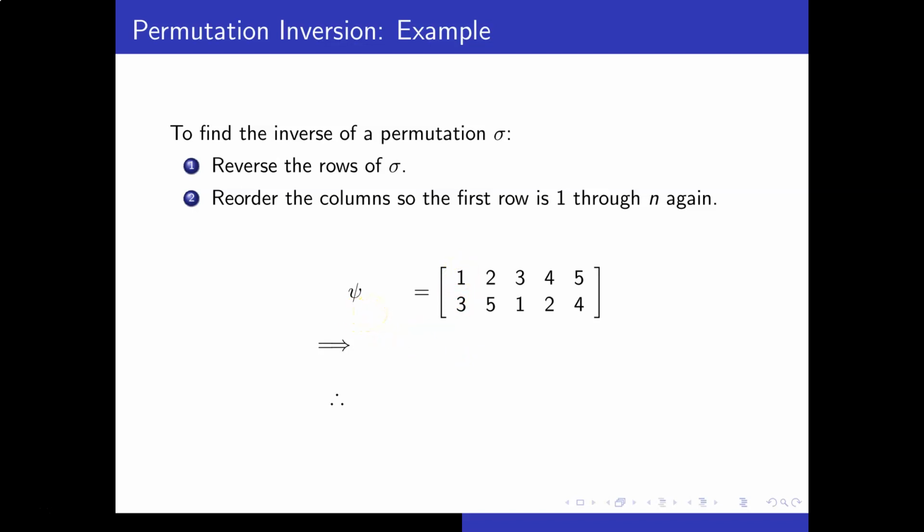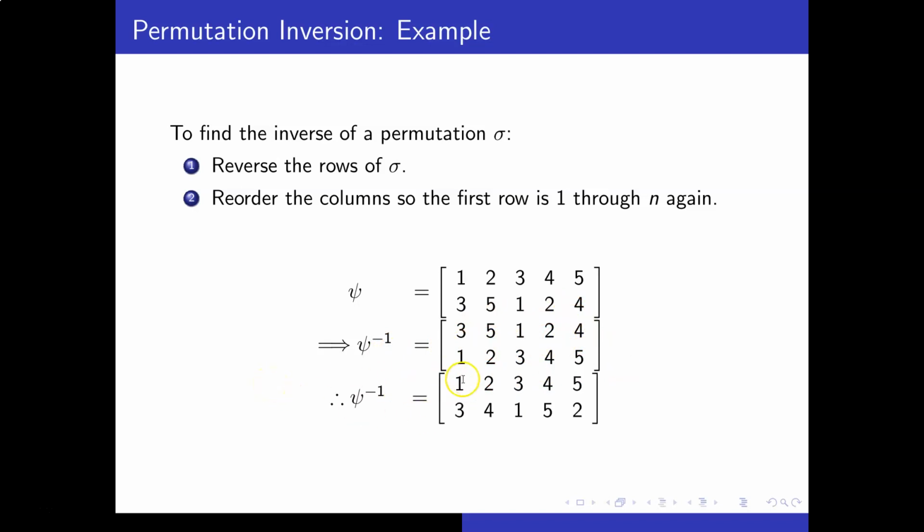So all you do to find the inverse of a permutation, the first thing you do is you simply reverse the rows. Notice 1 goes to 3, so 3 goes to 1, 2 goes to 5, 5 goes to 2, and so on. This is the inverse permutation. It undoes what psi did. But we don't like our permutations written with the first row all mixed up. So once you've done that, you just unscramble it and reorder the columns so that they're 1, 2, 3, 4, 5, and you move the parts accordingly.